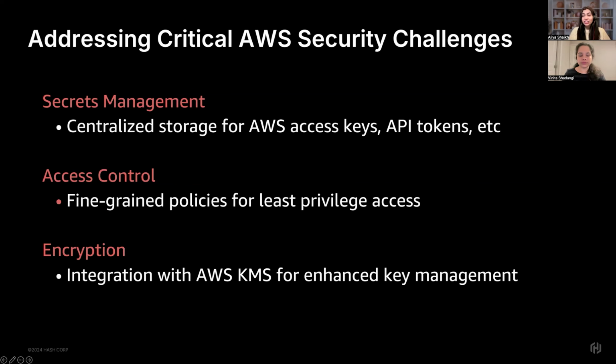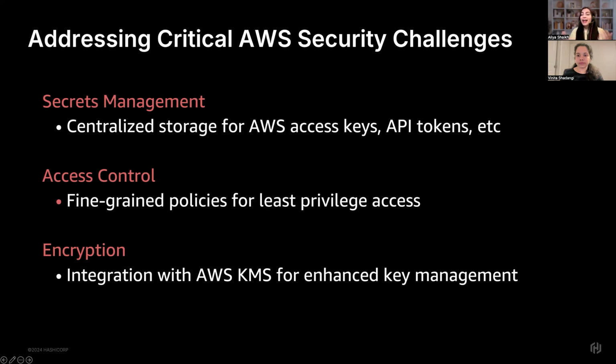These advanced architectures address several critical AWS security challenges. Let's start with secrets management. Vault provides centralized storage for all types of secrets, from AWS access keys to API tokens and more. This centralization improves security by reducing secret sprawl and providing a single point of control.